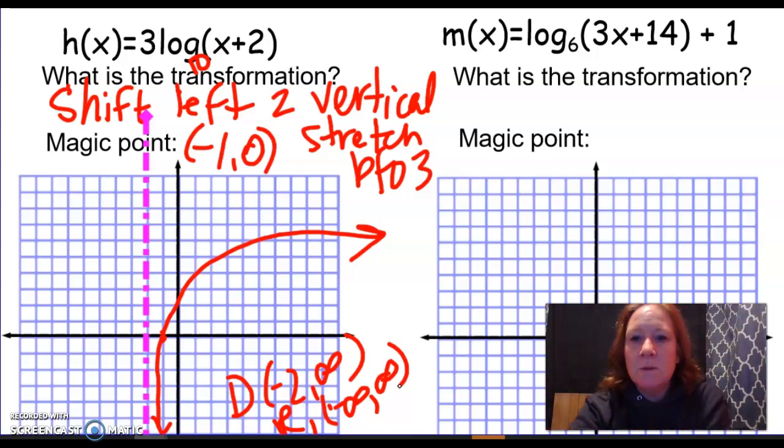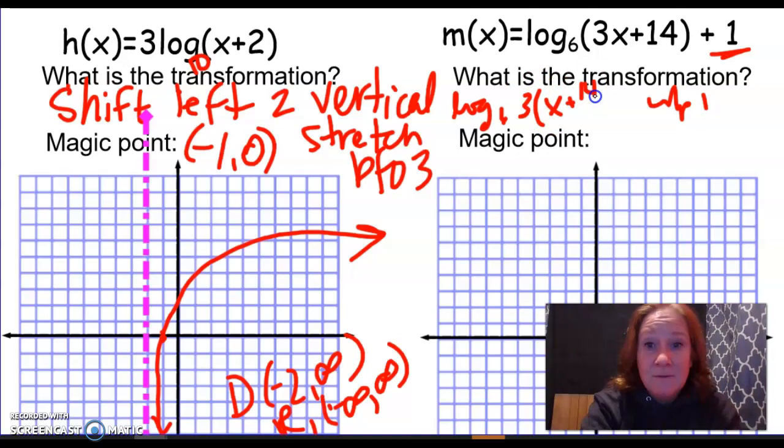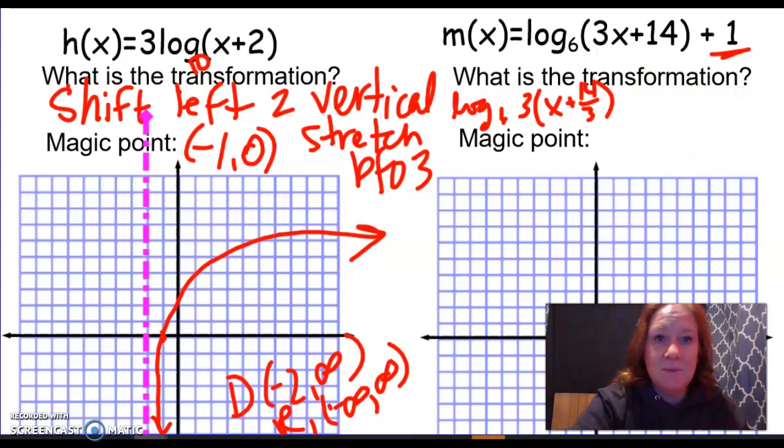So if you're like, what? Well, that 3 in front of it is going to spread it this way or shrink it that way. Something's going to happen. So what I'm going to do, I'm going to say, well, for sure it goes up 1. So I'm going to do log base 6, and I'm going to pull the 3 out, which gives me x plus 14 over 3. So yes, it does go up 1. Sorry, that's not very neat, but it's the best I can do on my touch screen.